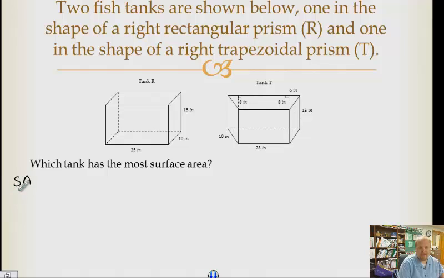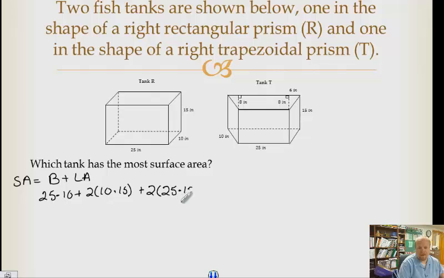So surface area equals 2 times the base, but I'm only going to take the area of the base once, plus the lateral area. And I'm only going to do that once because remember I said this is open at the top. So I have 25 times 10, plus 2 times 10 times 15, plus 2 times 25 times 15.